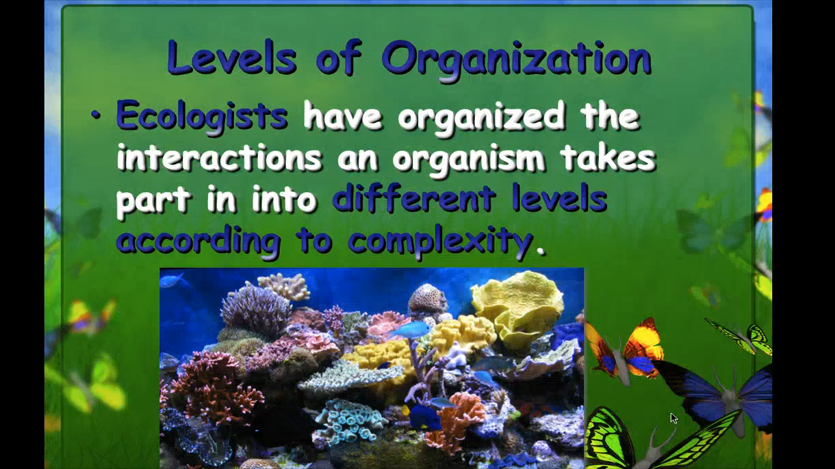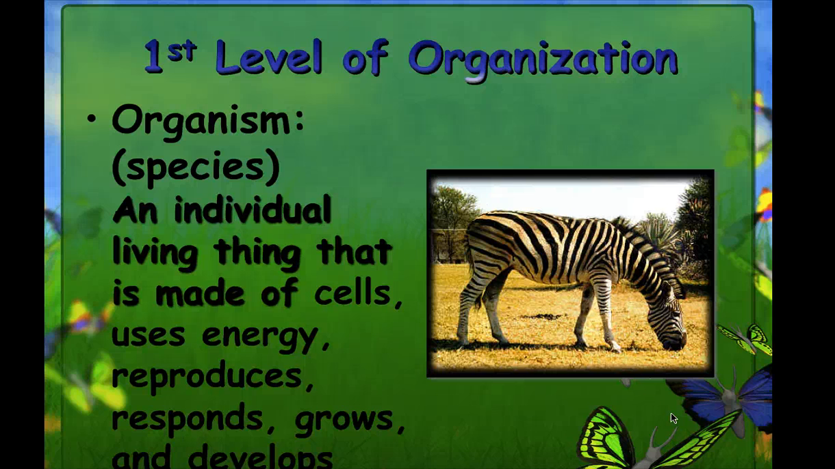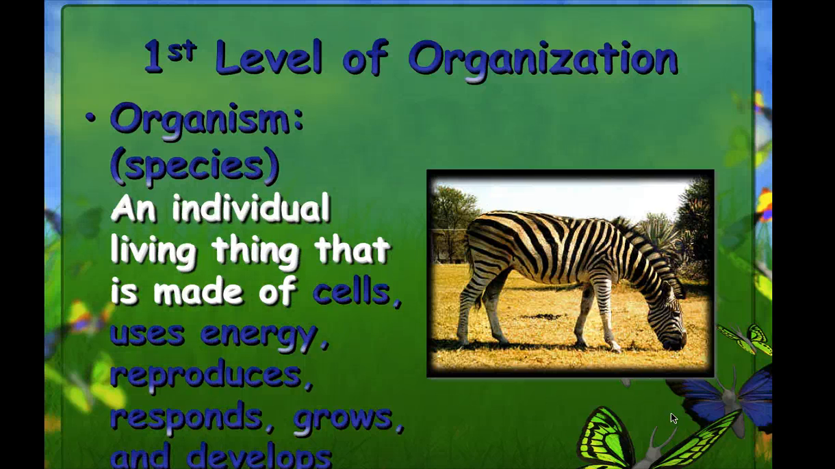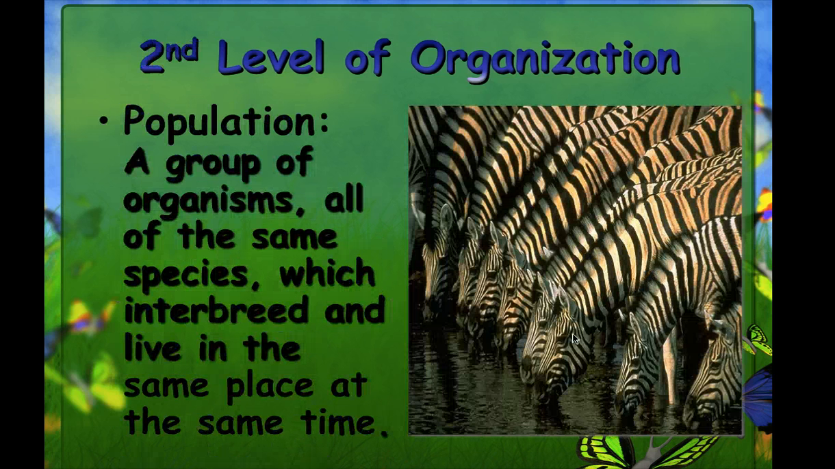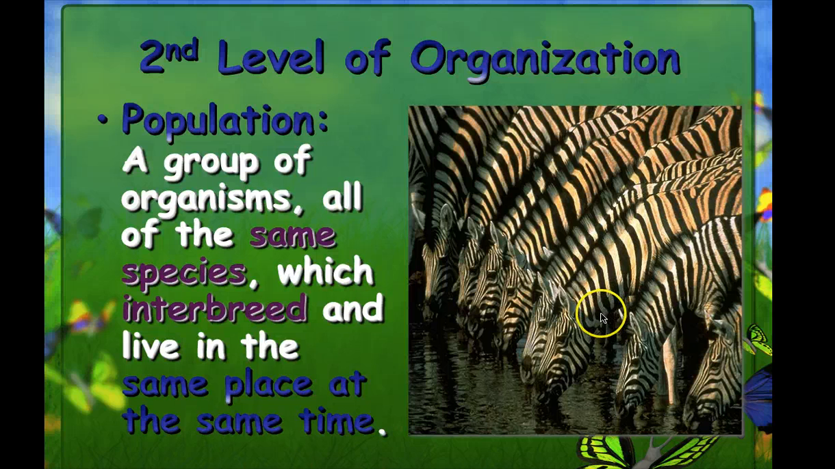The next thing we're going to go into is how ecologists would define our levels of organization. Ecologists have organized the interactions an organism takes part in into different levels according to complexity. Our first level of organization is an organism, one species, an individual living thing that is made up of cells, uses energy, reproduces, responds, grows, and develops. This one zebra is an organism.